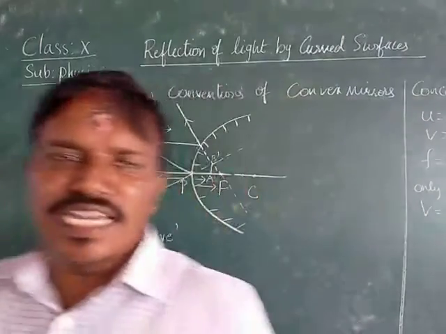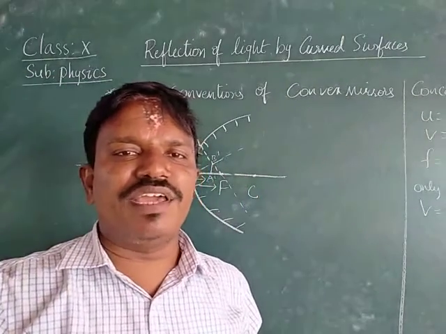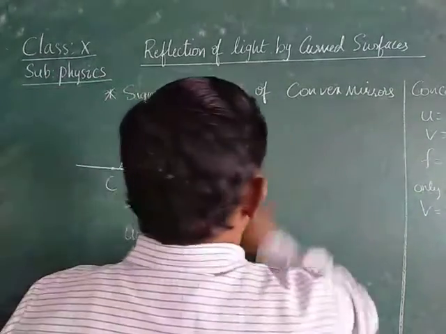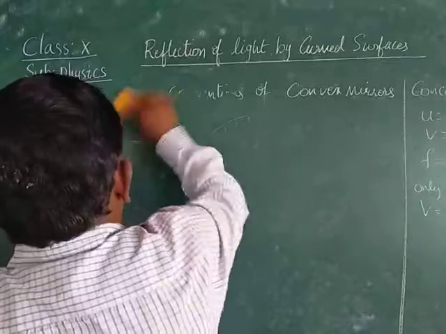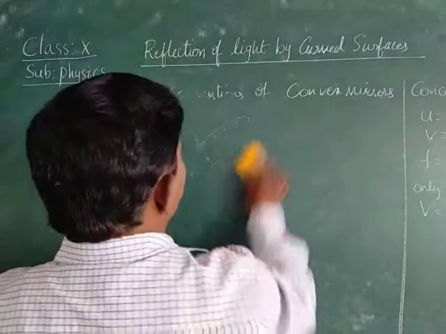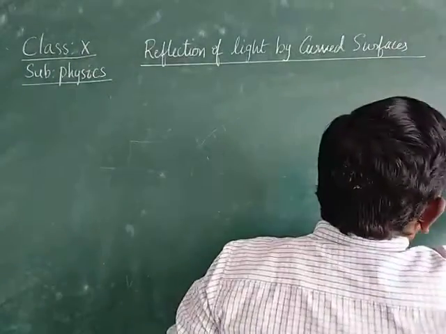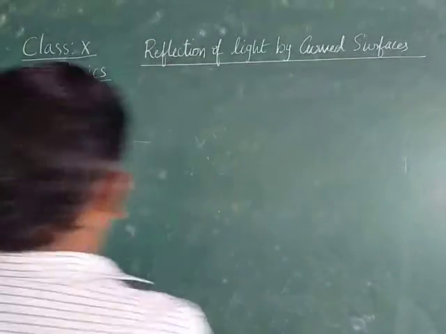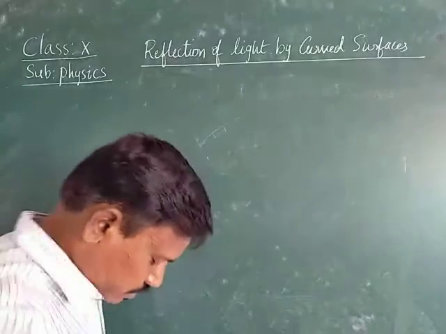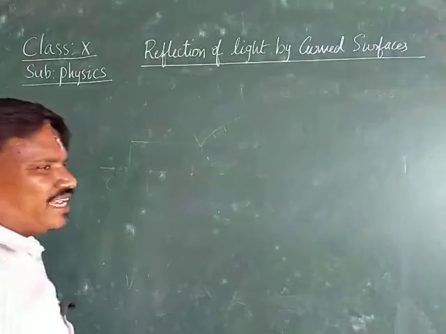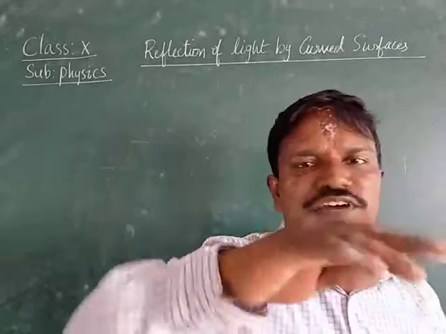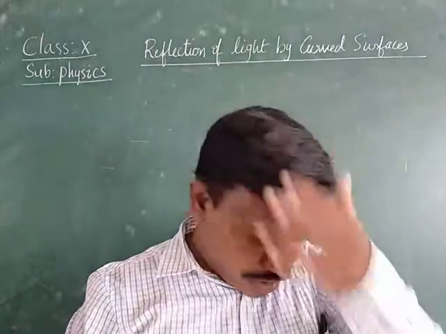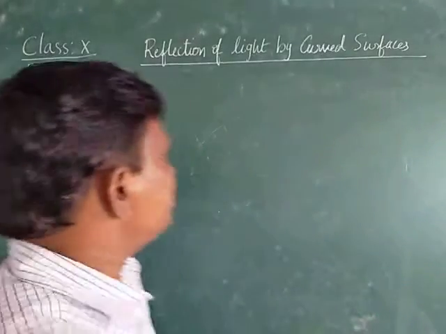The next one is the derivation of the magnification formula. What do you mean by the word magnification? Normally, magnified means enlarged, a very big size image. A bigger size image is called a magnified image.